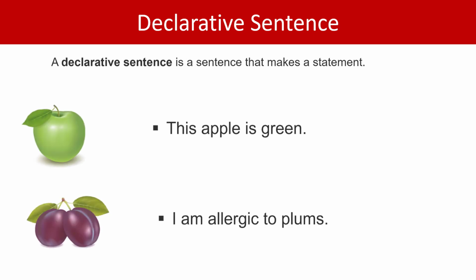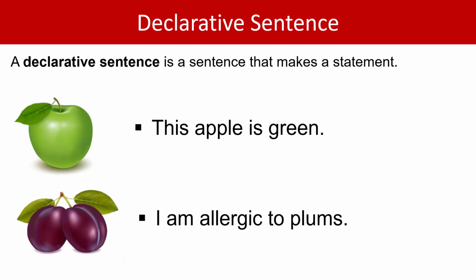Let's put up a very quick summary. A declarative sentence is a sentence that makes a statement. A declarative sentence ends in a full stop, a period. And don't forget that word order, subject, verb. That is everything I want to say about declarative sentences.